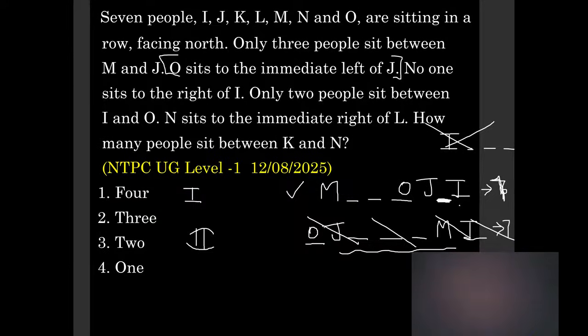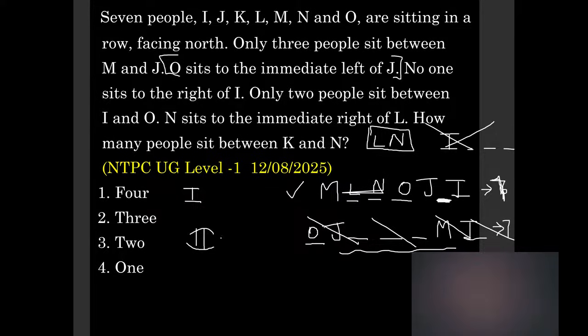Next scenario. N sits to the immediate right of L. So N sits to the immediate right of L means I'm taking L here. Immediate right of L means towards your right hand side. So L and N, these two are fixed. We cannot separate L and N. So the two blanks which are left are after M. So here L is sitting, here N is sitting.